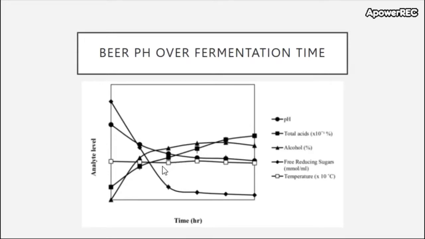growing there. And we can also see here the total acid production, which, of course, naturally goes up over time. And we see the alcohol percentage goes up over time. And so, yeah, that's kind of how a lot of our fermentation processes work.